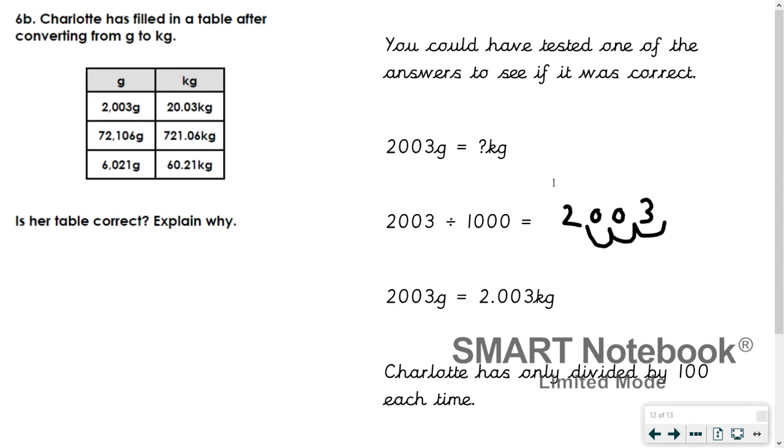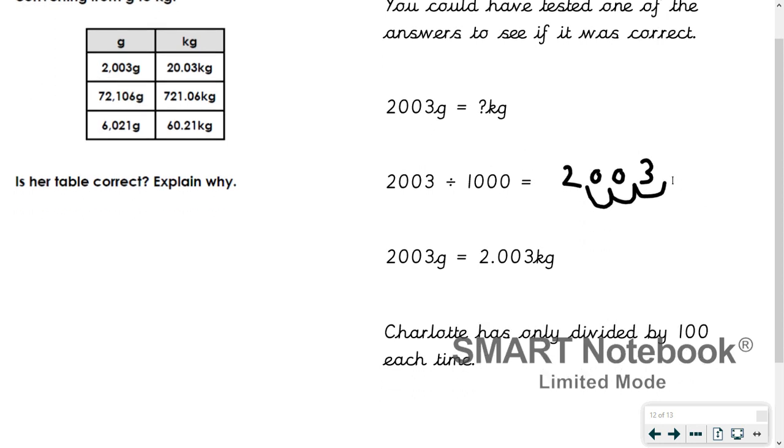Next one. Charlotte has filled in a table after converting grams to kilograms. Is she correct? First off, no, she isn't. So let's talk about why. Now, I told you to test. So I would have chosen one of these and converted to kilograms to see what it is. So grams to kilograms, we divide by 1,000. So I took the 2,003 grams, put my imaginary decimal point, and then I do 3 jumps to the left. 1, 2, 3. 2.003. Is that what she had? No, she had 20.03. So she only did 2 jumps.